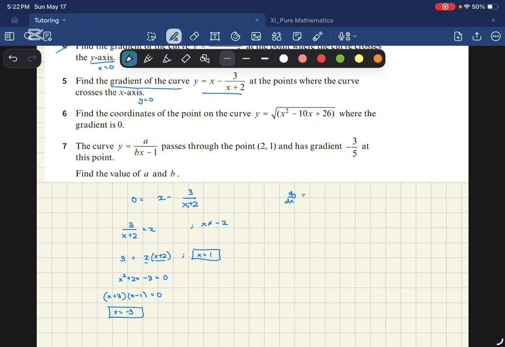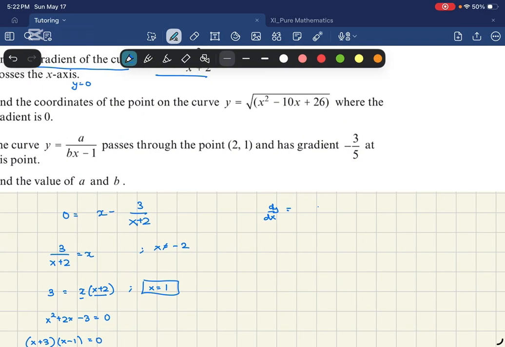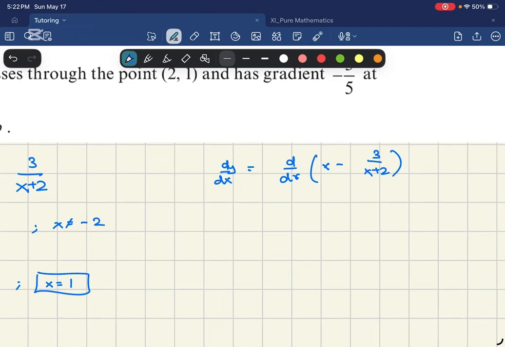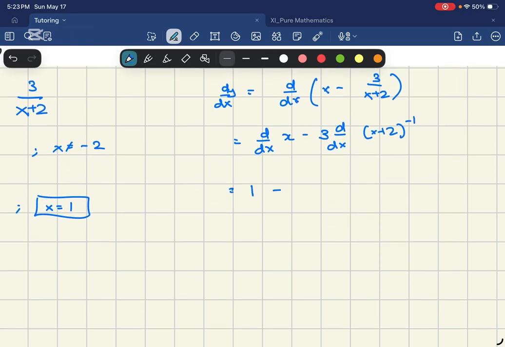Because it says find the gradient of the curve, you use dy by dx. So d by dx of (x minus 3) over (x plus 2). And you can distribute this, right? You can write it as d by dx of x minus d by dx of 3, bring the 3 to your front, x plus 2, and write this as x plus 2 to the power minus 1. So that is 1 minus 3 times minus 1, x plus 2 to the power minus 2.